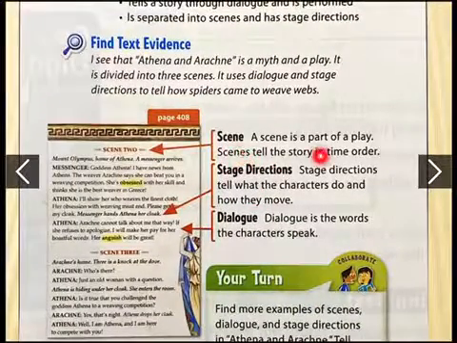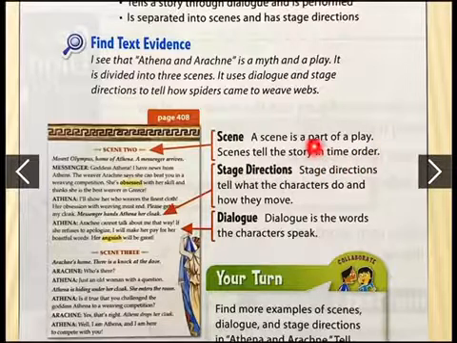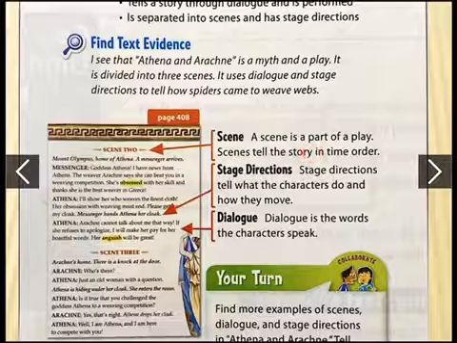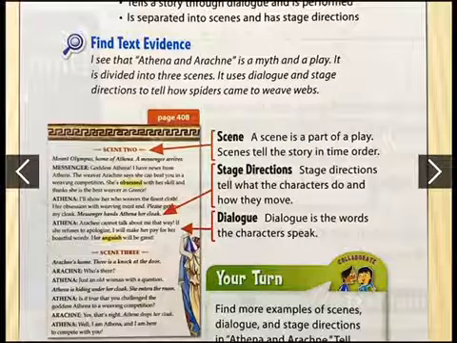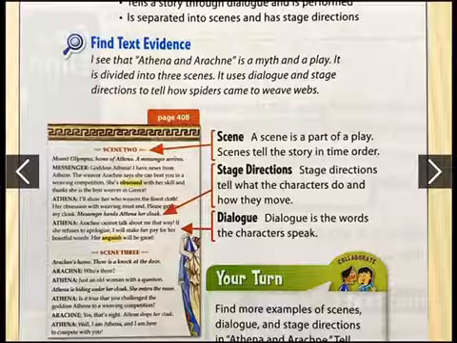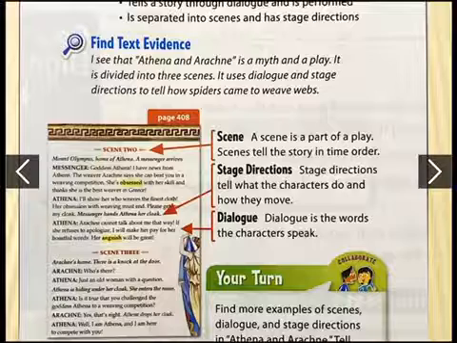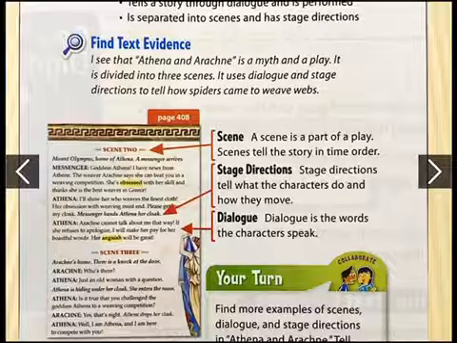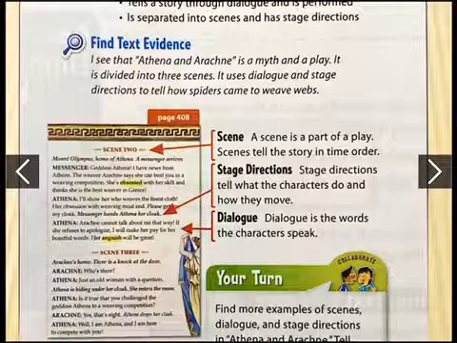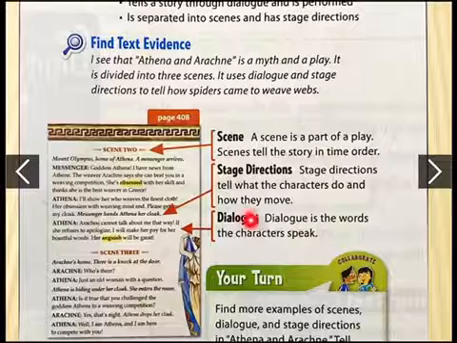A scene is a part of a play. Scenes tell the story in time order. So we already said that. A scene is a part. And in the same story, different scenes can take place in different places. For example, if I have a drama, The Little Red Riding Hood, one scene could take place in the forest. The other scene would take place in grandma's house. That's just an example.